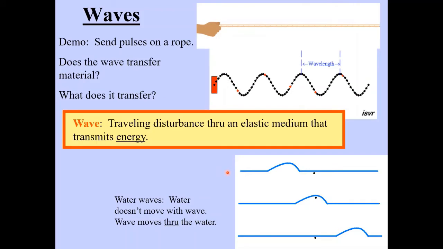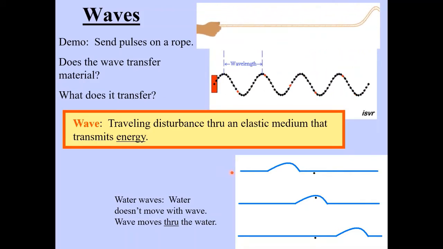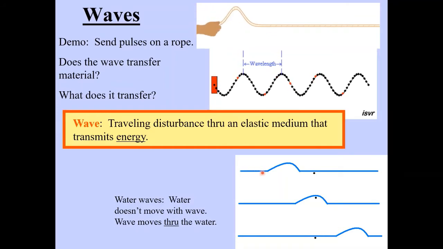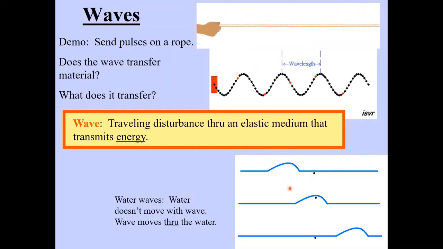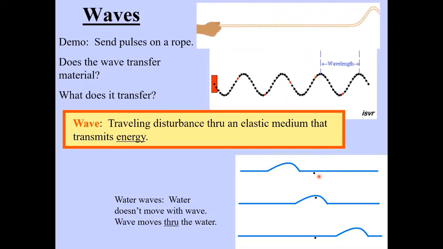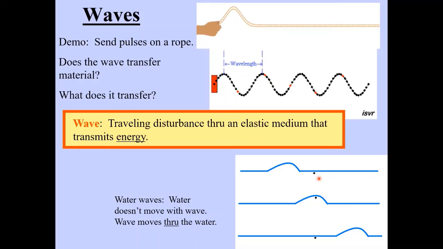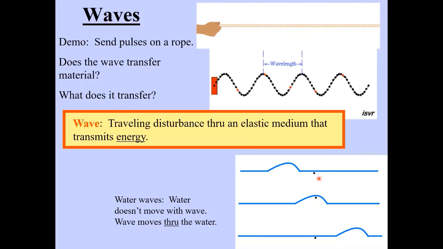Another example to show some of these features is when we think about waves in water. If we think about a wave on the ocean or a lake that's moving, this is showing 3 different snapshots, and let's say there's something floating in the water right there. It might be a jellyfish or an empty bottle or something like that.